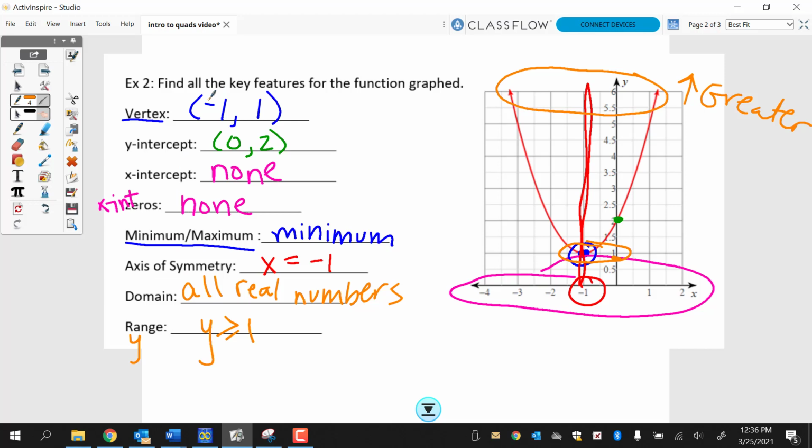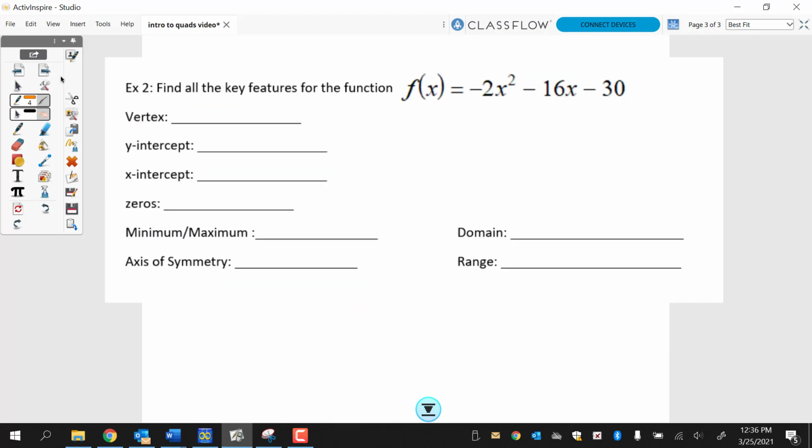If that went too fast for you, make sure you rewind and watch it again if there was anything that you did not catch in there. Another way they could ask it is if they're just giving you the equation. So what we would do with this equation we've been practicing is take this equation and type it in Desmos. Okay.